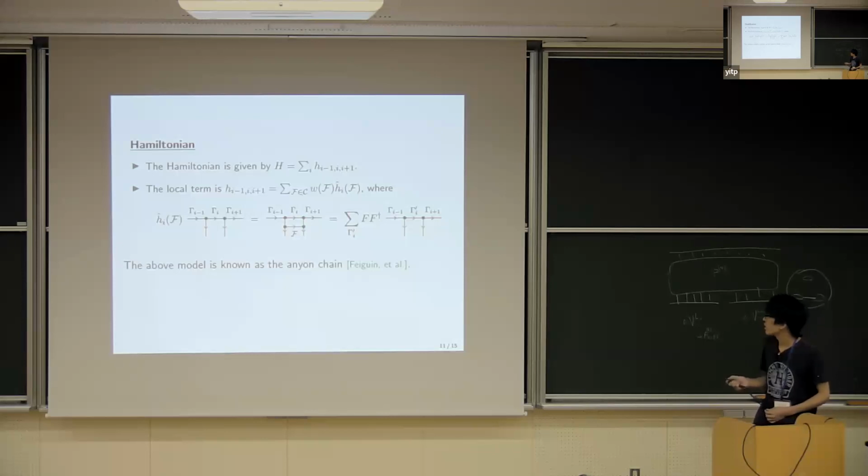And here this coefficient w of f is an arbitrary complex number as long as the Hamiltonian becomes Hermitian. So this is a parameter of the model. So we have many parameters. And the sum is taken over all the simple objects of the fusion 1-category. So in this way, we can define the Hamiltonian of the model. And the 1+1 dimensional lattice model defined in this way is known as the anyon chain model. And an important feature of this anyon chain model is that the symmetry of the model is described by the input fusion 1-category.